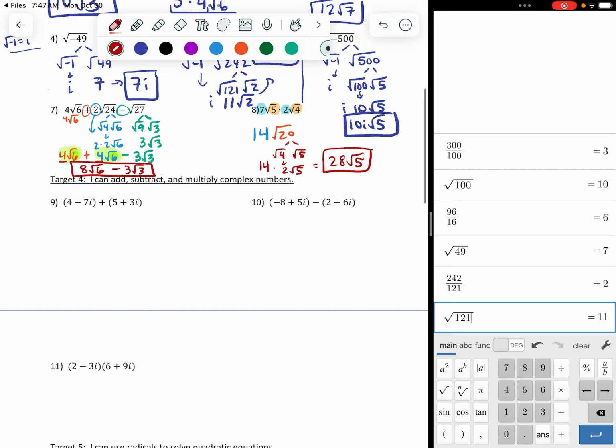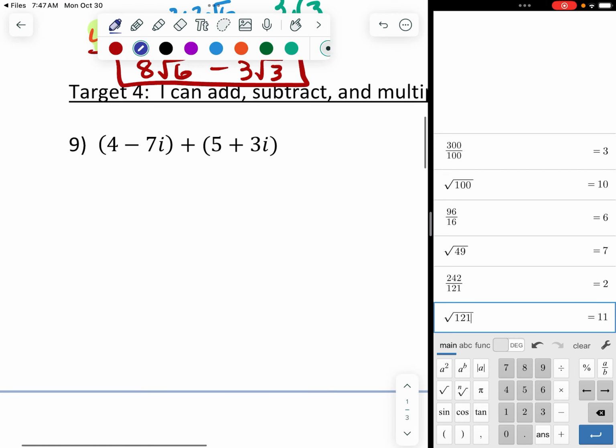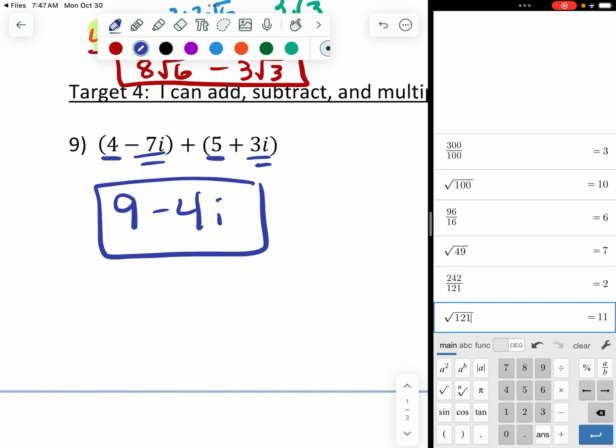All right, next target had to do with complex numbers, the i's. Just pay attention to what's in between the parentheses. If it's just adding, then all you're going to do is add your like terms. 4 plus 5, that's 9. Negative 7i plus 3i, that's minus 4i, you're done. Okay, it's just adding those. Big mistake is people distribute. You don't do that.